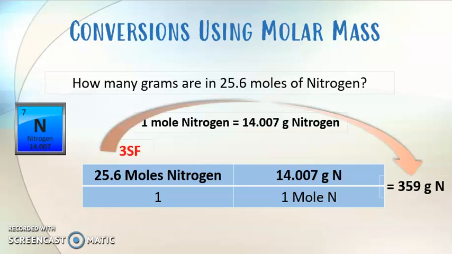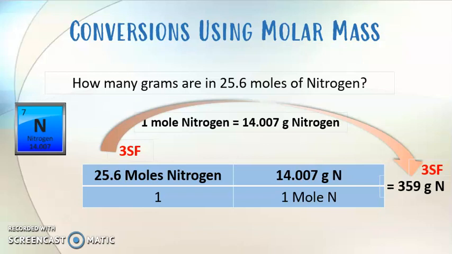Now, one important reminder, since we are using multiplication in this problem, the multiplication rules for significant figures is in play. Notice that I was given 3 significant figures in the beginning of the problem. 25.6 has 3 significant figures. So I need to limit my answer also to 3 significant figures, which is why I left it as 359. Now, this is really, really important as you move forward. So please, again, do pay attention to those significant figures rules.